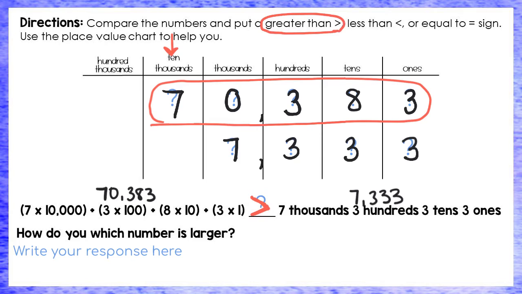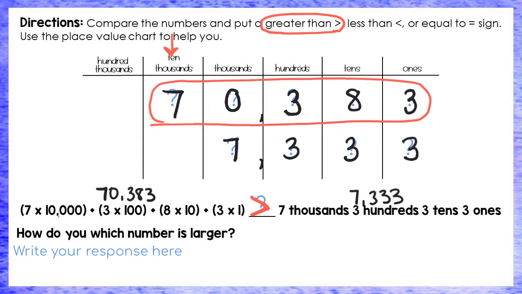Greater than. So we're saying, read it with me, 70,383 is greater than 7,333. How do you know which number is larger? So you're going to click here and delete, write your response here, and we're going to explain how we know which number is larger.